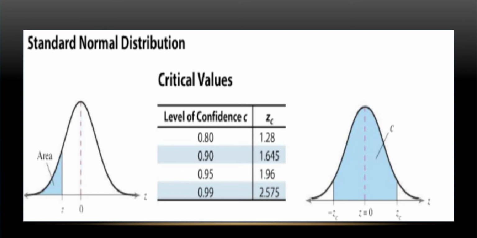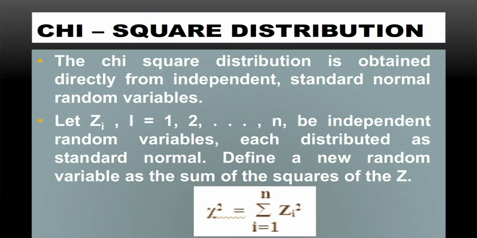For instance, for the 95% confidence interval, the critical value is 1.96. For the 99% confidence interval, you have the critical value 2.575. Now, let us see the chi-square distribution.